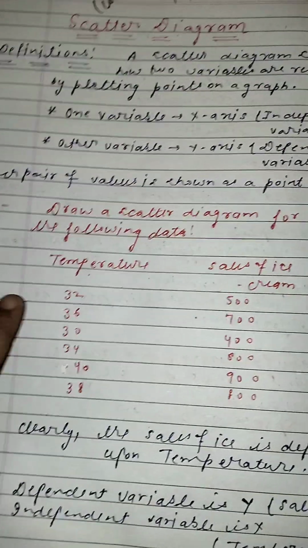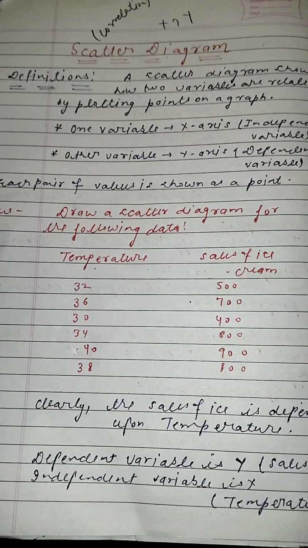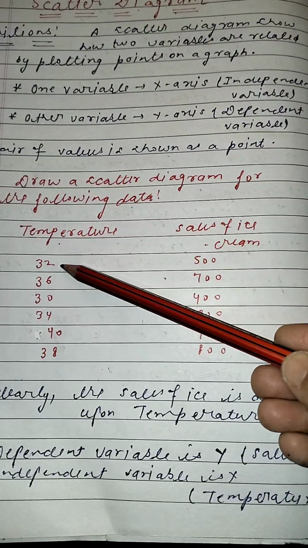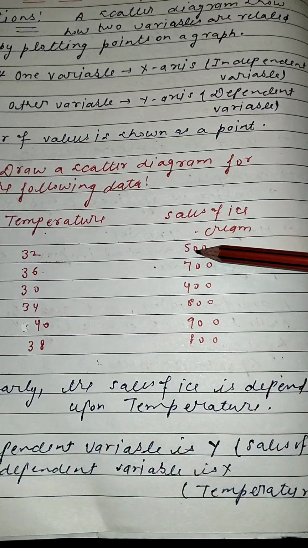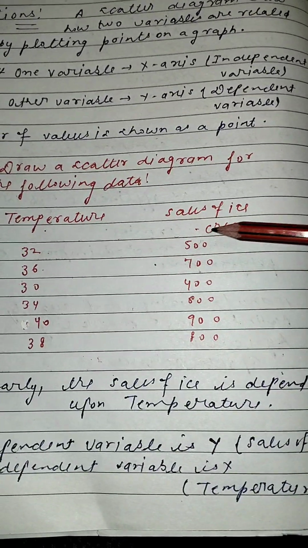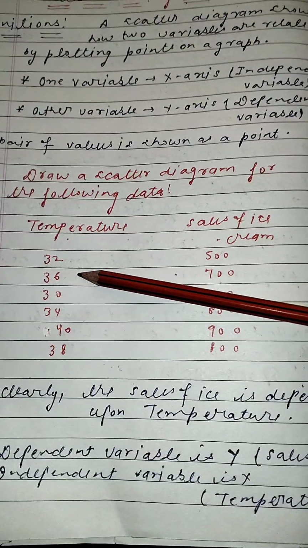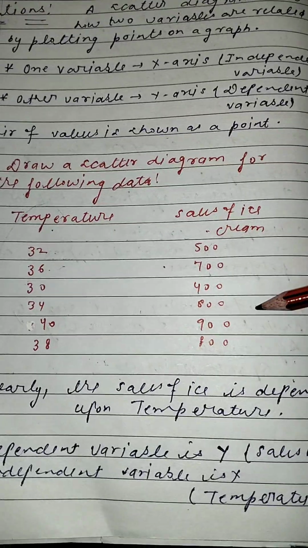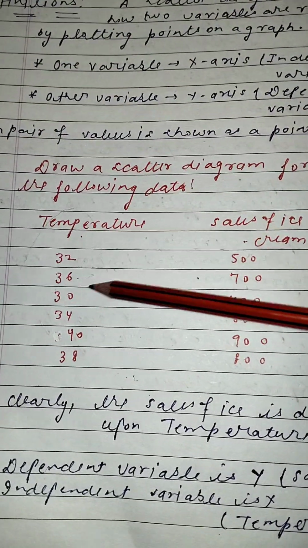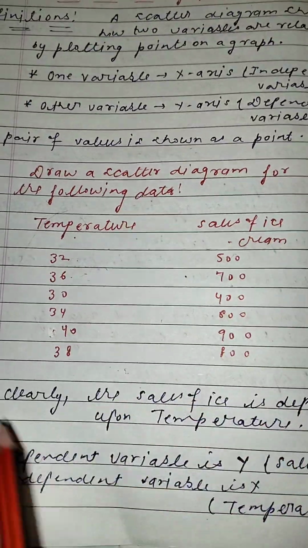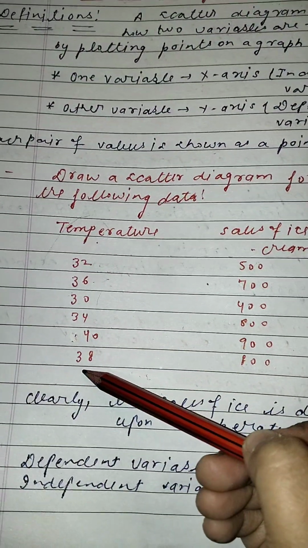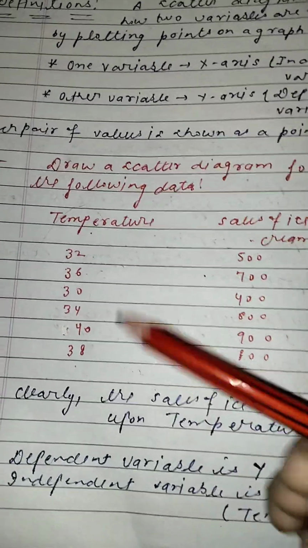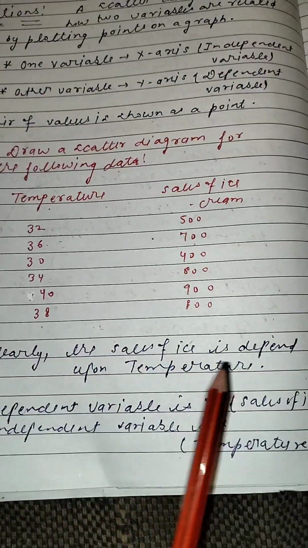Okay, now take one example. Draw a scatter diagram for the following data. One is temperature and one is sales of ice cream. If temperature is from 32 to 36, the sales is 500 to 700. It means sale of ice cream depends upon the temperature. It means temperature is your independent item and sales of ice cream is the dependent item. Always remember, the independent item always lies on the x-axis. It means we have to draw temperature on the x-axis and the dependent variable on the y-axis. Is it clear? So you can clearly see sale of ice cream depends upon the temperature.